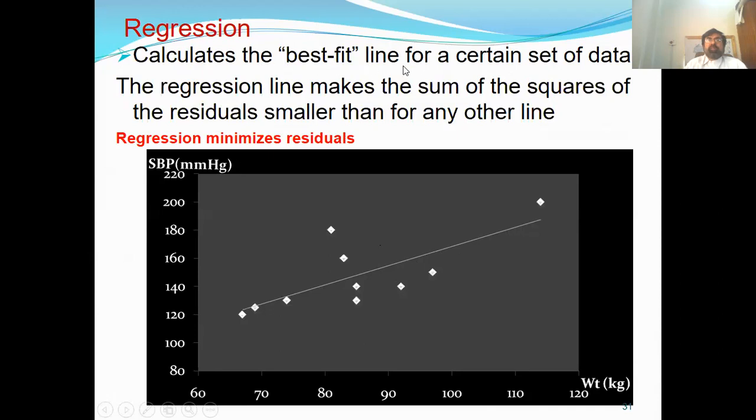So it calculates the best fit line for a certain set of data. The regression line makes the sum of the squares of the residuals smaller than for any other line. And the residuals are the differences: when one value changes, the other also changes. So the difference between the change in the dependent and the response variable is called a residual.